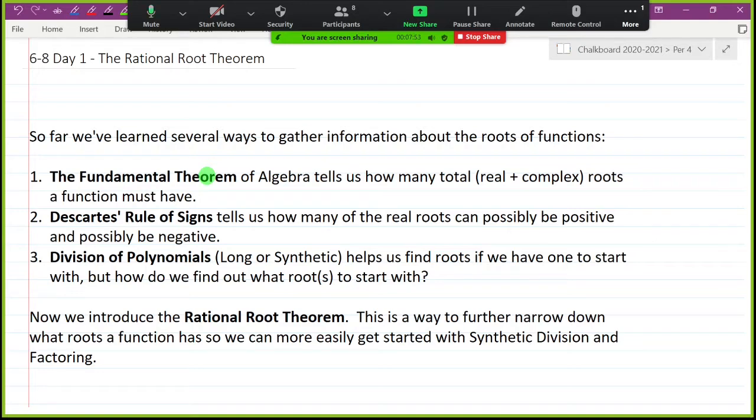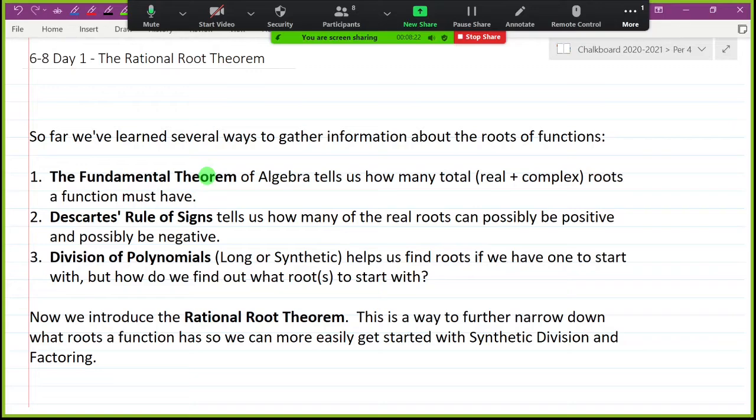Then we learned about Descartes' rule of signs. Descartes' rule of signs just helps us have an idea how many of each type of root we'll have, meaning how many positive real roots, how many negative real roots, and how many are 0. But it doesn't tell us what the roots are. That's the thing. It doesn't give us the answers. It just tells us there are going to be 5 real roots and 5 real positive roots and 2 real negative roots, that sort of thing. But it doesn't tell you what the roots are.